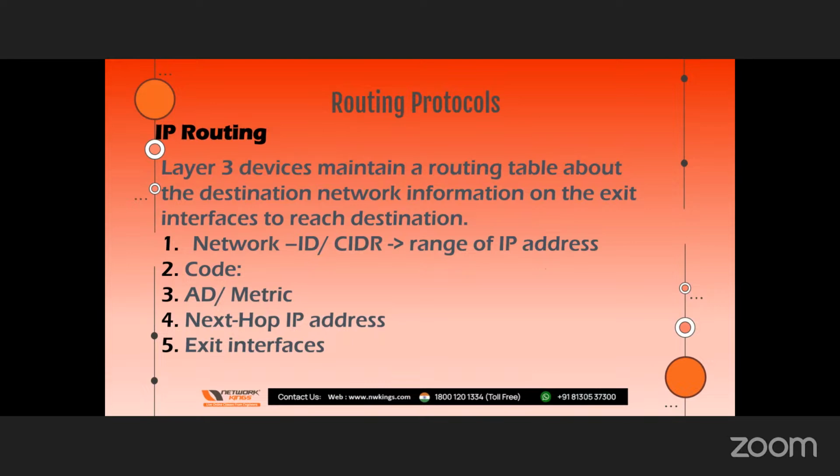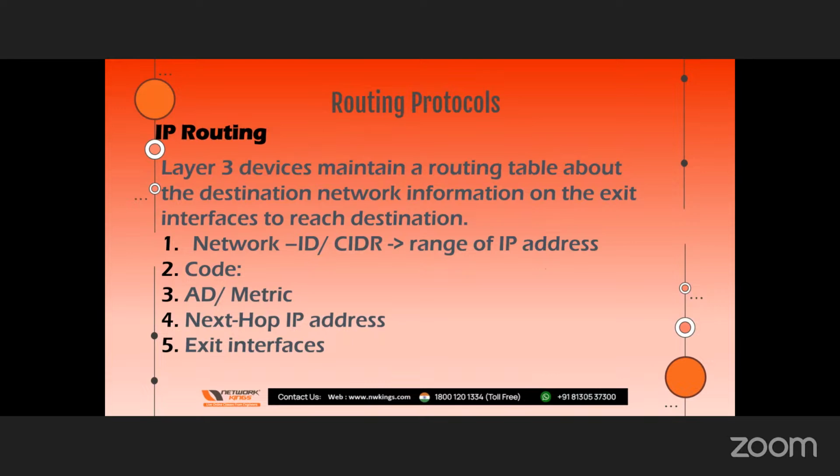For example, if I'm taking 10.0.0.1 and 10.0.0.255, 1 will be the network ID and 255 will be the broadcast ID. Every time you take a subnet range, the first IP will be the network ID and the last IP will be the broadcast ID.